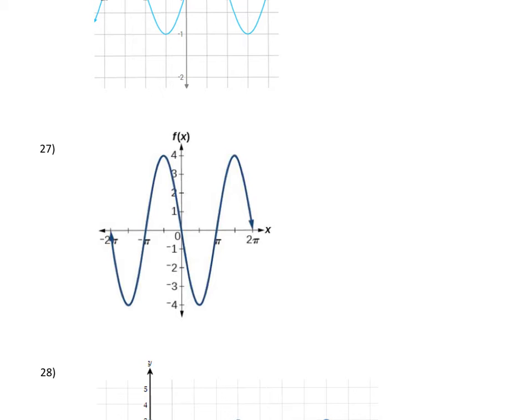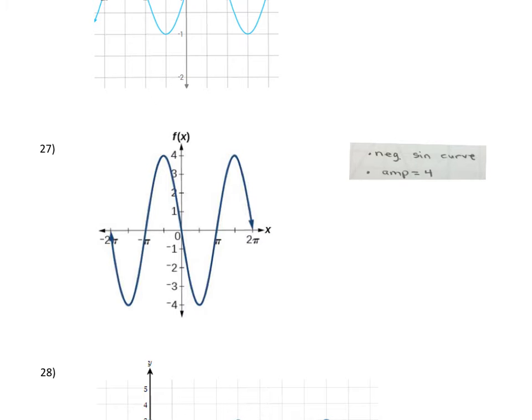Okay, so now in number 27, this is again a sine curve, right? Because it's going through 0, 0. But if you start at 0, 0, since it's going down first, it's going to be a negative sine curve. So that's the first thing I want you to list out, negative sine curve. Now, here our amplitude, even though it's going down first, is still 4. The amplitude is the height of the curve. You could never have a negative amplitude, so the amplitude is positive 4.